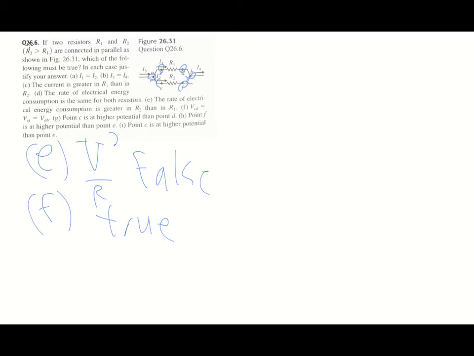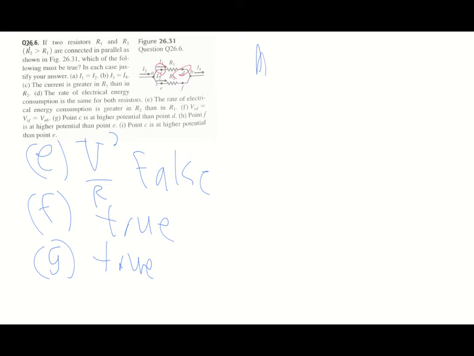And then for G, it says point C is at a higher potential than D. If we look at point C, it is on the left. We know that this is conventional current, so we're talking about positive charge. And positive is going to move from high potential to low. And since the current is moving from left to right, C has to be greater than D. So we know that G has to be true.